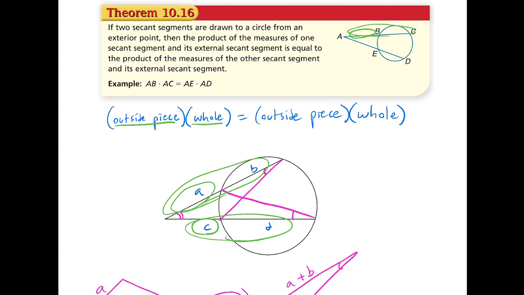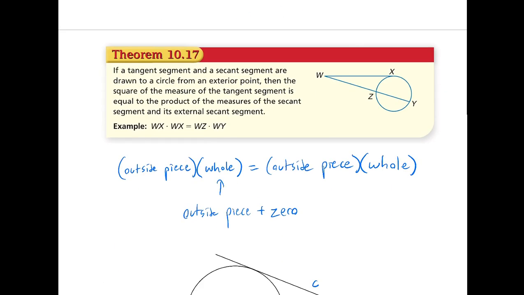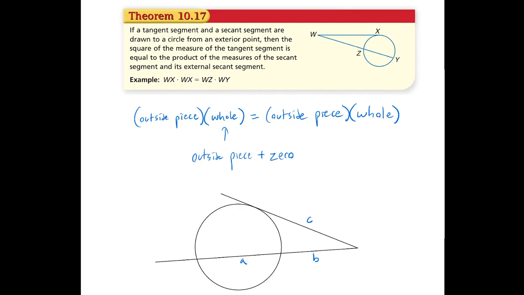So outside piece times the whole is equal to, and then in maybe pink here, outside piece times the whole of the other. So that product is equal. And again, this is going to save us a lot of time when we come into these scenarios with lengths in a triangle. Now, this case down here is really just the same as the last one, right?